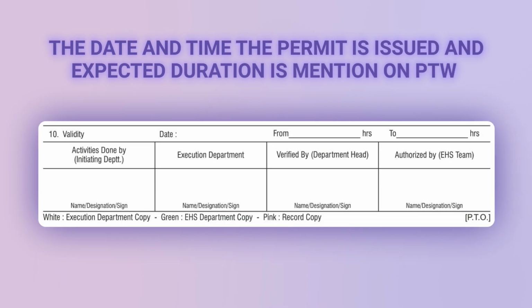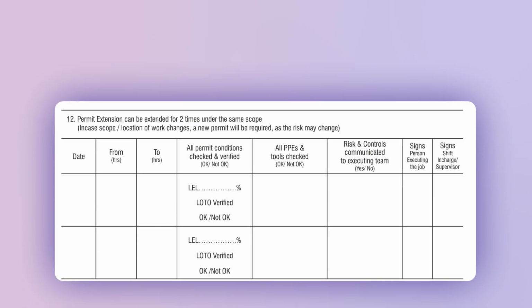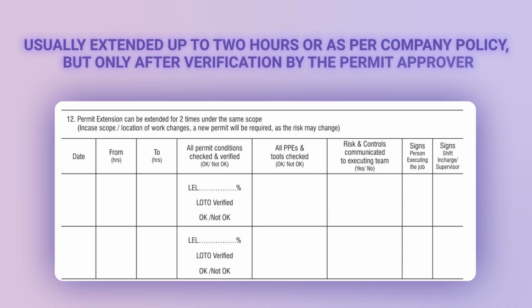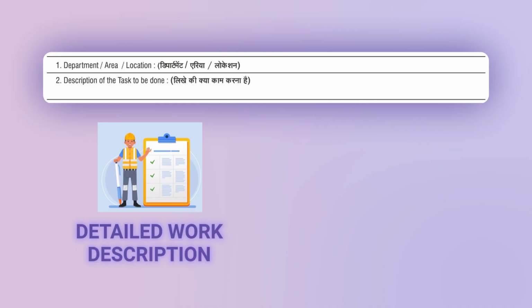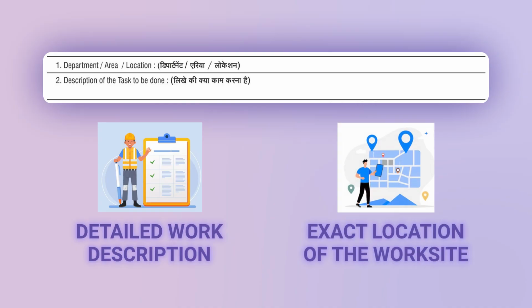Date and time. The date and time the permit is issued and its expected duration is mentioned on the PTW. Permit validity. It is usually 8 to 12 hours and extended as per company policy, but only after verification by the permit approver. Work description. Detailed work description and the location of the work.